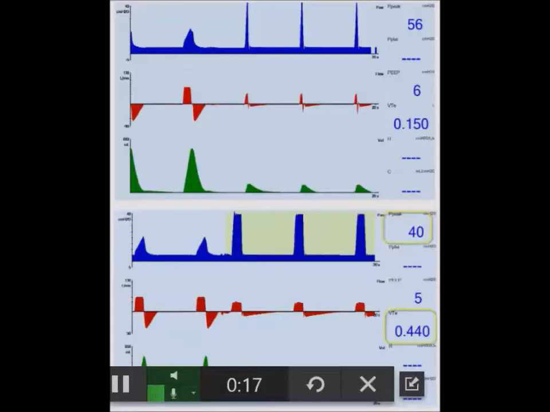With this slide, we see two examples. The top example is just traditional volume control CMV. Let's look at the pressure waveform. The breath starts out and is being delivered, and then the patient starts coughing, or the patient's condition changes. This is a coughing patient. What's happening is that the breath is prematurely ending, and this decreases my tidal volume significantly.